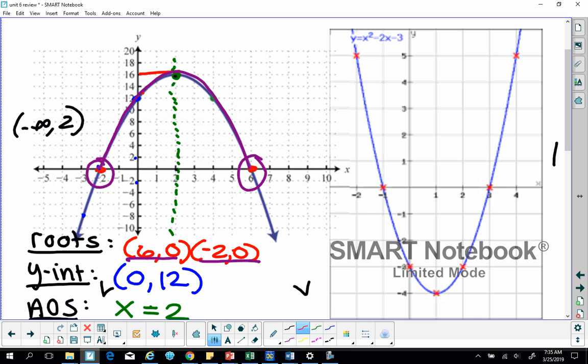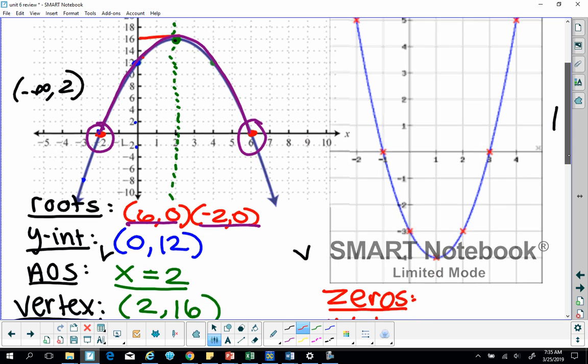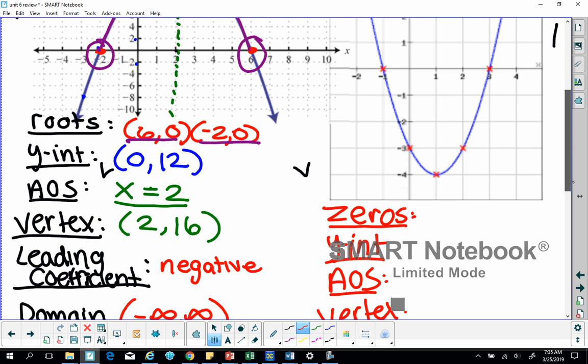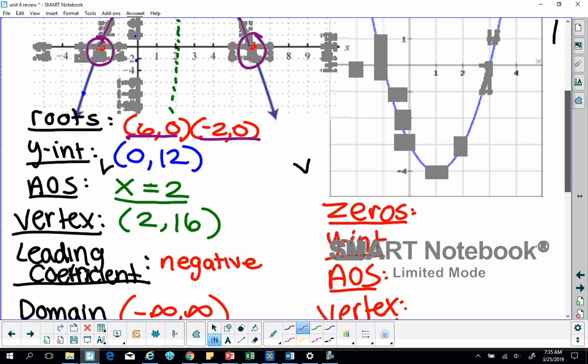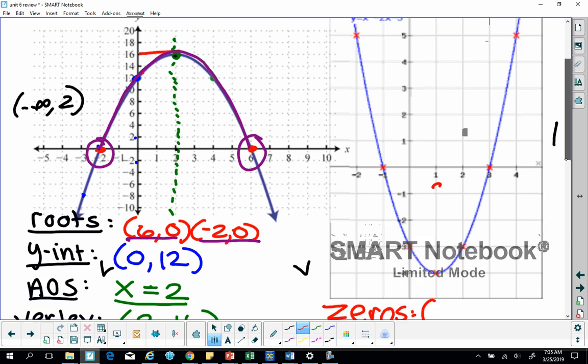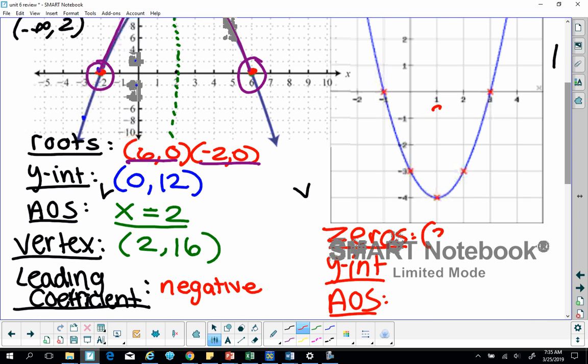Allison, what's the roots? Or the zeros? 3. Beautiful. Who got that? Give me a thumbs up. 3, 0, negative 1, 0. Perfect. Yasmin, what's the y-intercept? How do I write that as a point? Good. 0, negative 30.